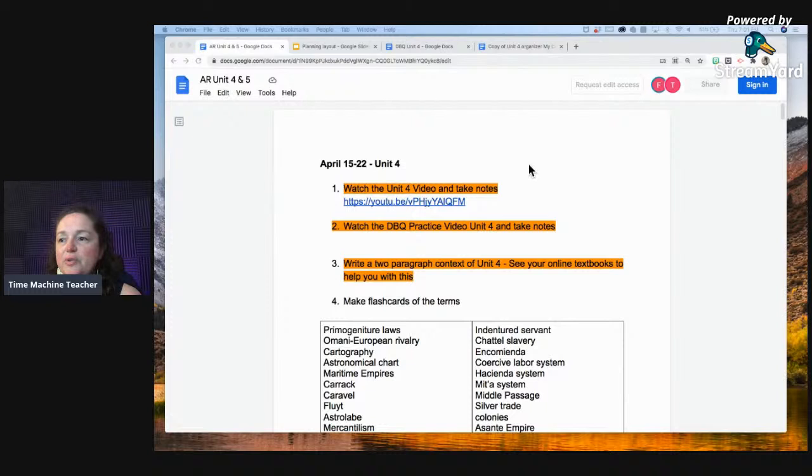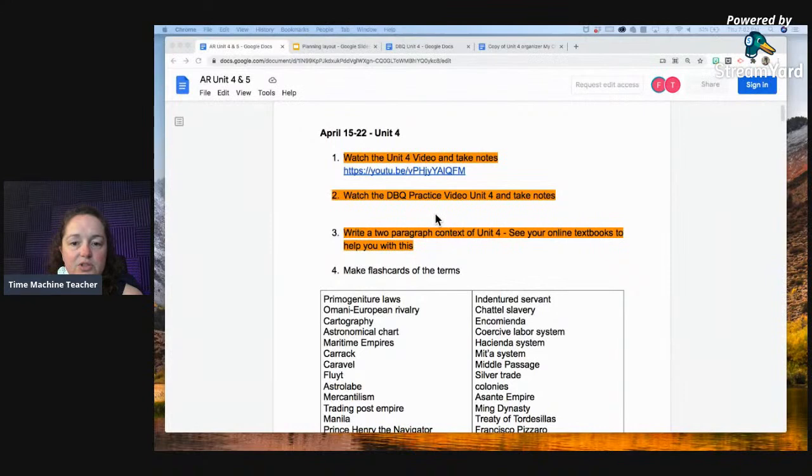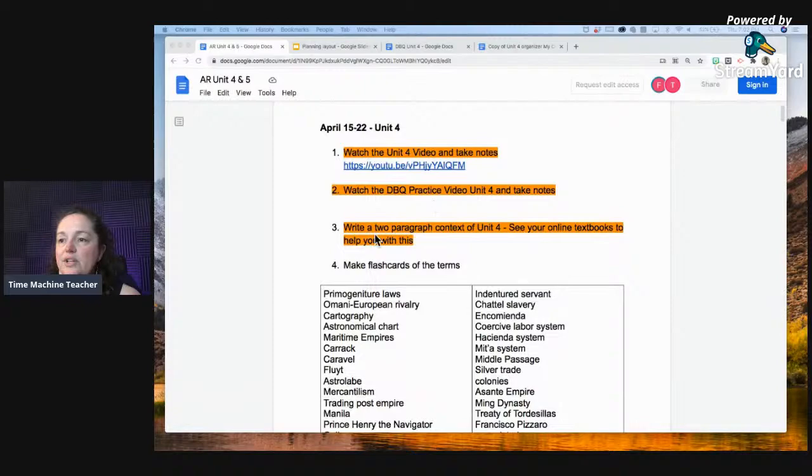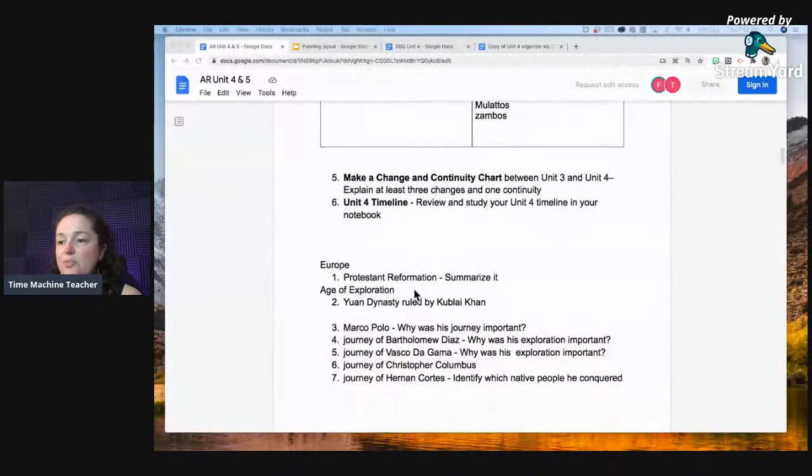So this week, I'm going to go over this real quickly, and then we're going to talk about a DBQ and go over some examples of that. So for Unit 4, you're going to be looking at the video and then taking notes, and then the DBQ practice, which is what we're doing tonight, and then context. These are the three things that I'm going to grade.